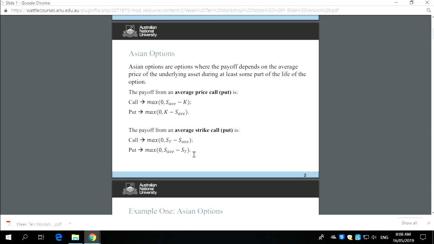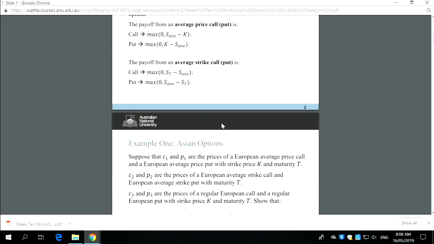So basically, the average strike call can guarantee the average price paid for an asset over a period of time is not greater than the final price. Alternatively, it can guarantee the average price received for an asset over a period of time is no less than the final price. Okay? So that's some of the recap about Asian options.